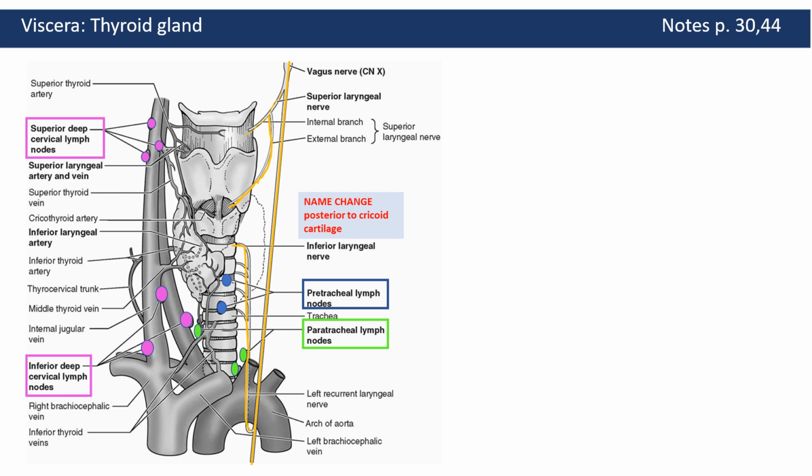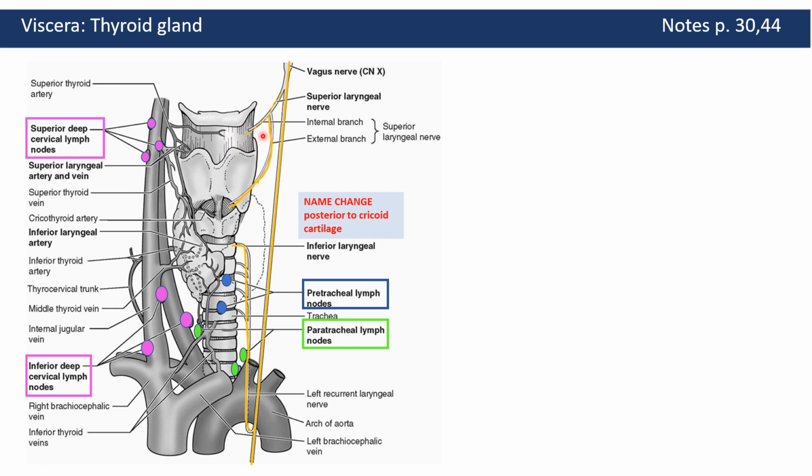In terms of the nervous supply, the nerve innervation, right? So here's our vagus nerve, and the vagus nerve is in the carotid sheath, traveling through the neck between the carotid arteries and the internal jugular vein. The vagus nerve sends a superior laryngeal nerve, which then has an internal and external branch. The internal branch pierces this thyrohyoid membrane, and that is the big clue as to its identity.